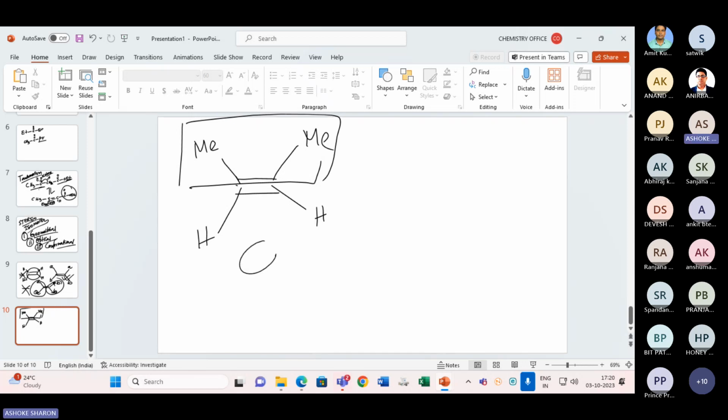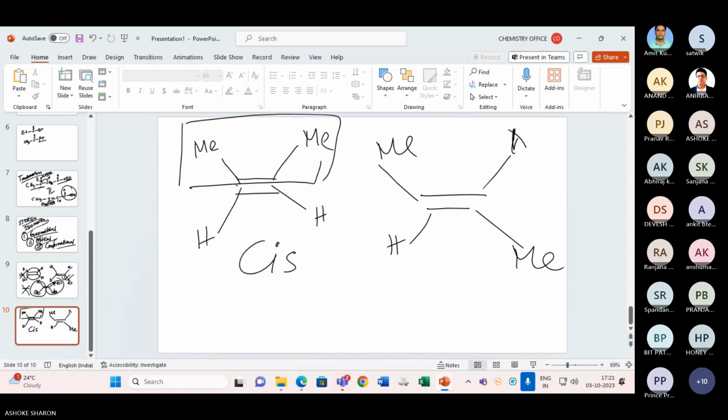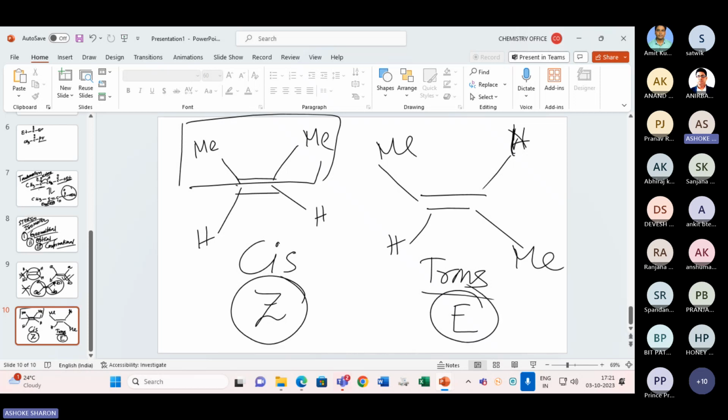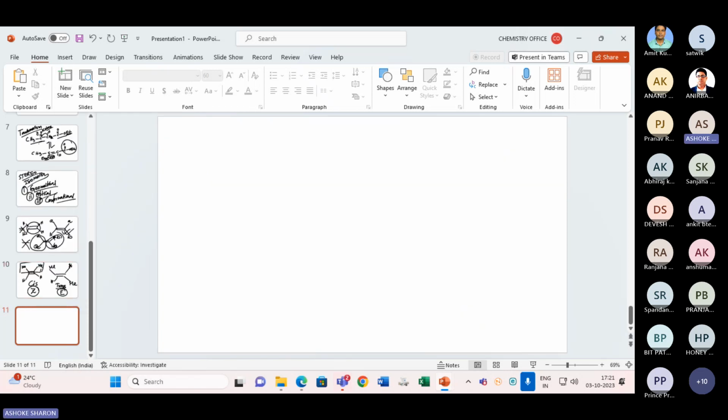So then we call it a cis isomer. If, with respect to the double bond, the methyl substitutions are on opposite sides, then we call it a trans isomer. These cis and trans have another interesting name: cis is called Z, trans is called E. This is very important when I discuss in future a lot of different types of stereochemical compounds. This is very important to understand.